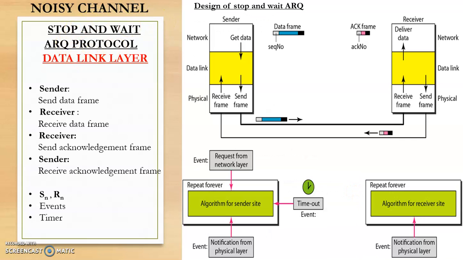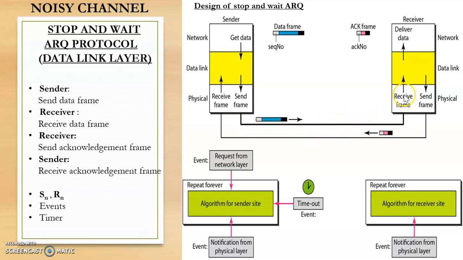Next, let us discuss the design of stop and wait ARQ protocol. So this stop and wait ARQ protocol will be implemented at the data link layer. At the sender side, the data link layer will get the data from the network layer. Then the data link layer will add its information, make a frame and pass the frame to the physical layer. Then the physical layer will send the frame over the transmission medium.